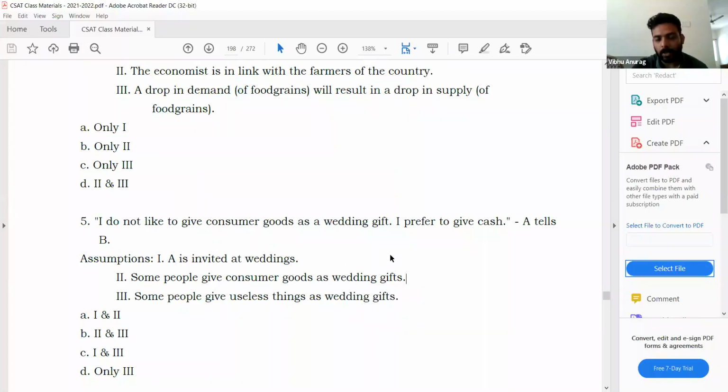Okay, 1 and 2 are valid assumptions. A is invited at weddings and some people give consumer goods as wedding gifts. Option A. Any doubts till now? Doubts, please. No doubts. Okay, don't hesitate to ask your doubts. Feel free to go ahead and ask.